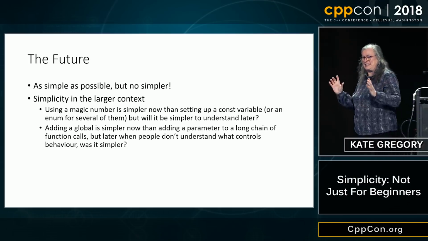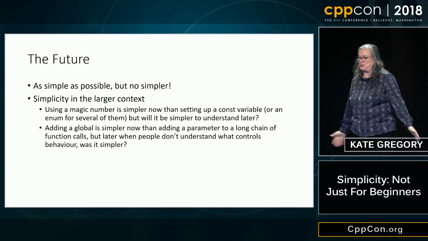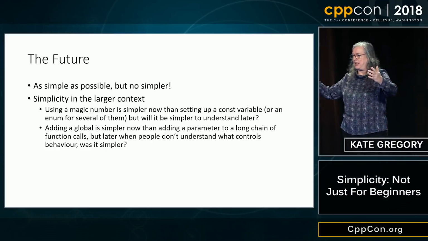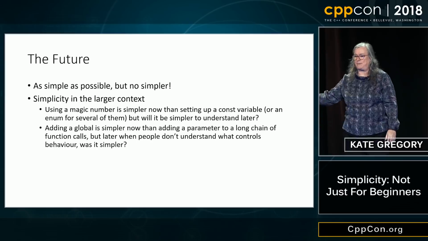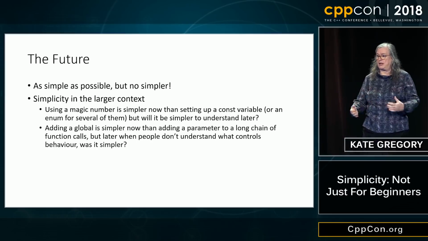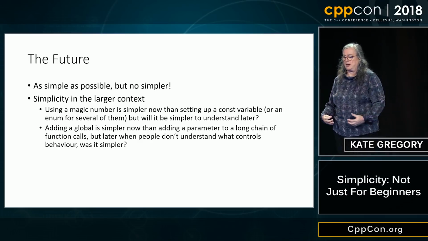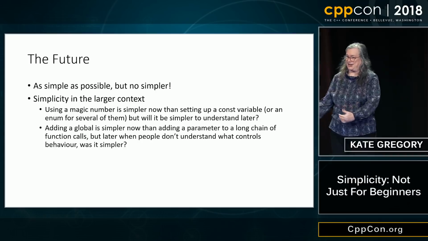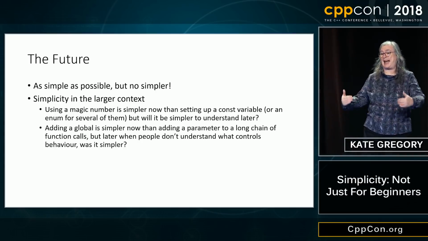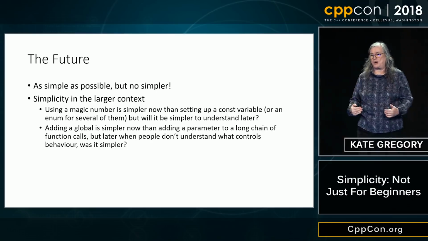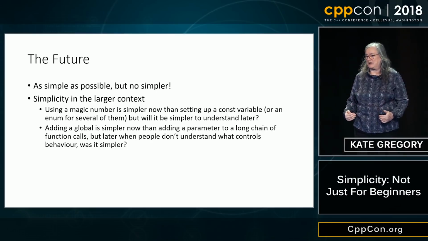Your simplicity needs to live in this larger context, which is time-aware. It's simpler now to just type 472, isn't it, than to go set up some kind of constant or some enums or something. But later, it will be much simpler to have the constant. So what are you going to do? You're going to do the right thing.